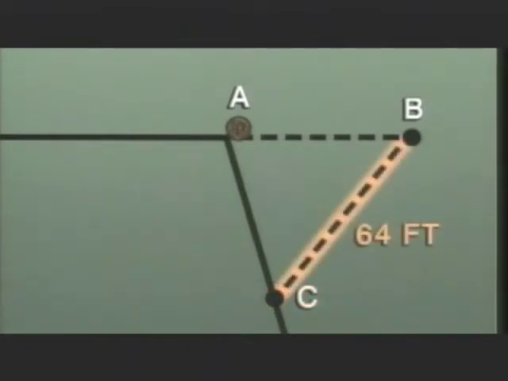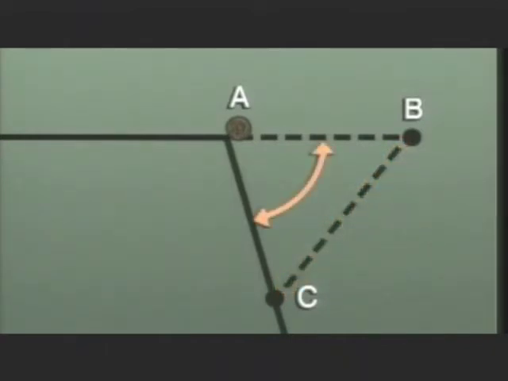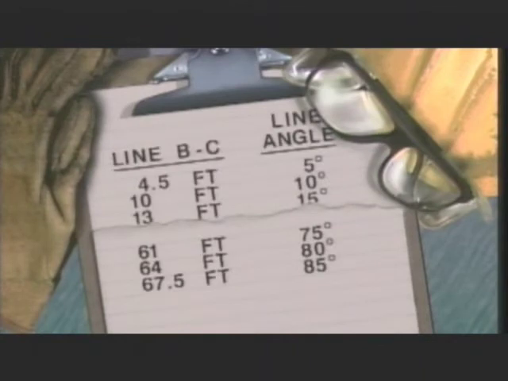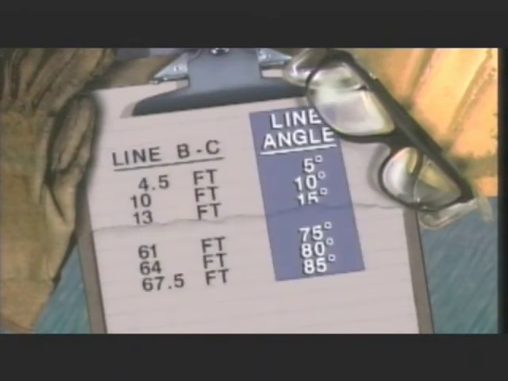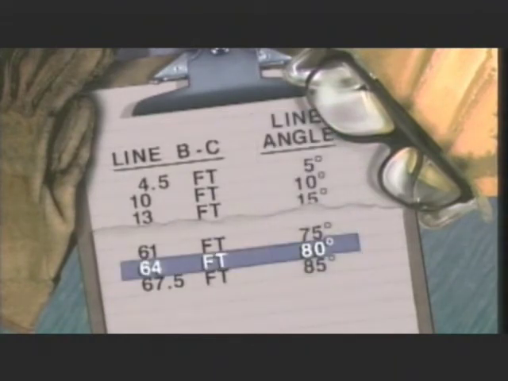Now, the distance from point B to point C is measured. In this example, the distance is 64 feet. This distance gives you the approximate length of the bisect line and can also be related to a chart to determine the approximate line angle. This chart lists different lengths for the line BC and the line angle associated with each length. For example, in this case, the measurement from B to C is 64 feet. So the line angle is approximately 80 degrees.